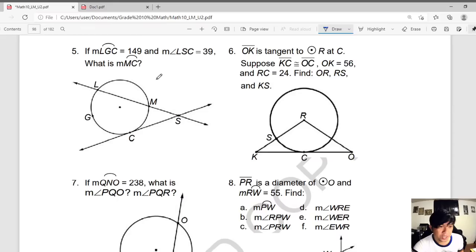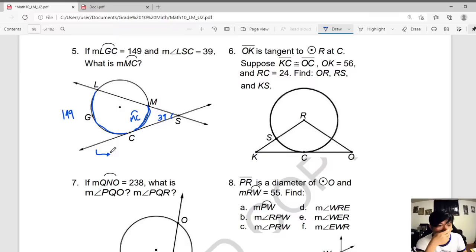So, what we are looking for, okay, this is different. What we are looking for here is this, this MC. The given is LGC: the measure of LGC is equal to 149. And the angle formed is 39. So we will find the measure of this one. What is the measure of this one? Since we don't know it, we can name it the measure of arc MC.